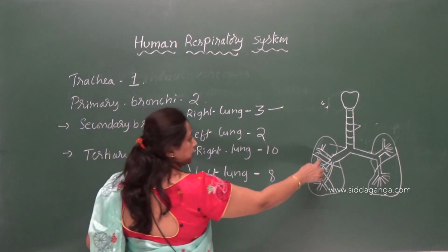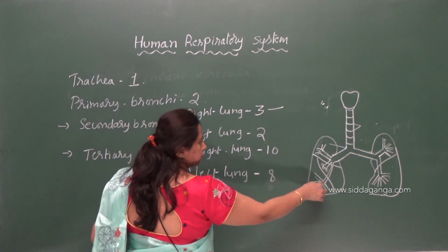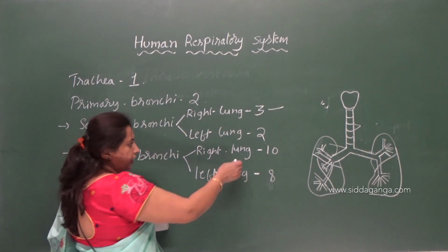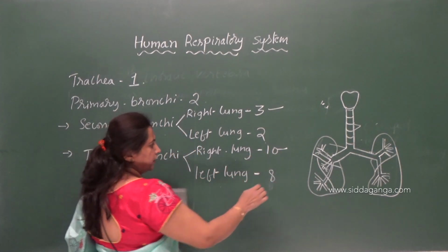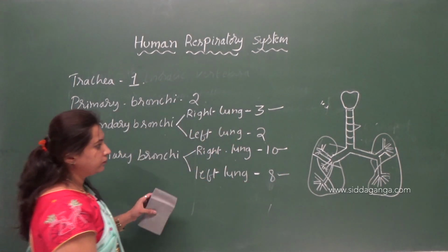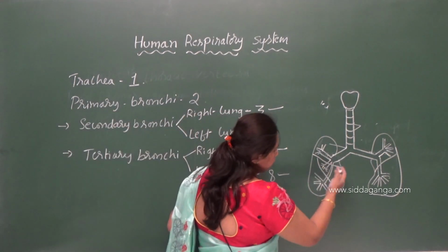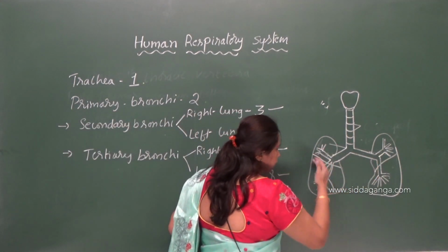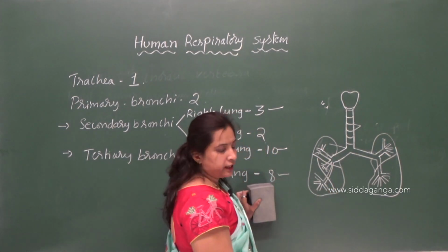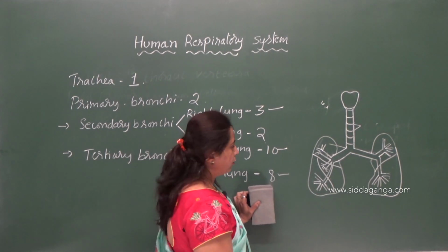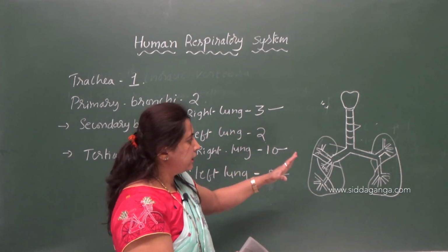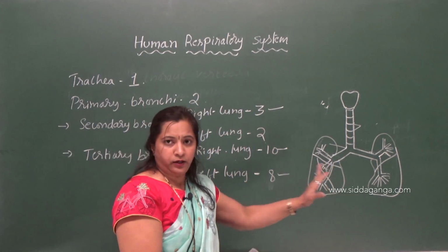Again, in the right lung the secondary bronchi divide to form tertiary bronchi. The number of tertiary bronchi in the right lung is 10, whereas in the left lung it is 8. Okay, understood clearly? Now, this branching inside the lungs looks like an inverted tree. So that is why it is called a bronchial tree, respiratory tree, and so on. Now I will show how the branching is there in the 2 lungs.